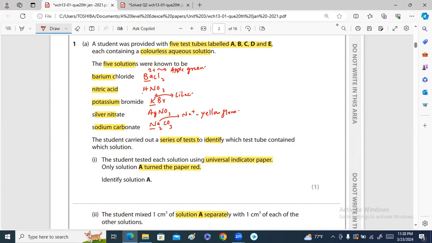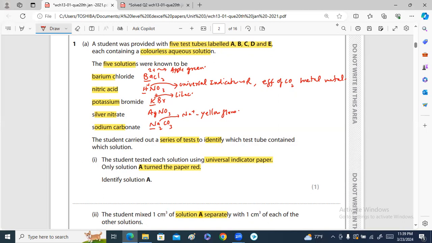Then H+ is the acid, and an acid turns blue litmus paper red or universal indicator paper red. So it can be tested by using the universal indicator. The universal indicator will turn red, or if we test any acid, it can produce effervescence of carbon dioxide with a metal carbonate. So before going to our question, let me tell you some important points so you can easily solve this question.